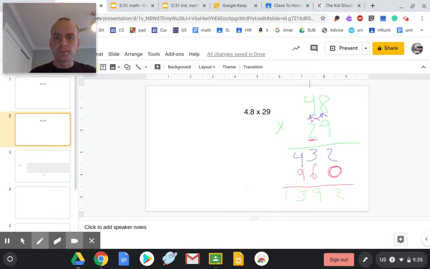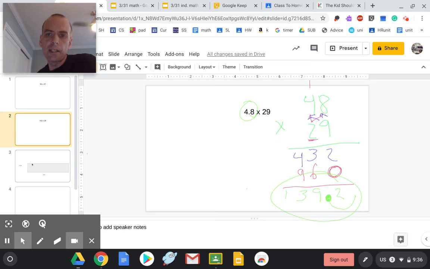But there was a decimal. Before, this wasn't 48 ones. This is 48 tenths, right? We took out one decimal place, so we add in one decimal place. 139 and 2 tenths. This was in tenths, so this needs to be in tenths. Okay? We took out one place, we add back in one place. So I'm going to give you several practices of this today. All right.